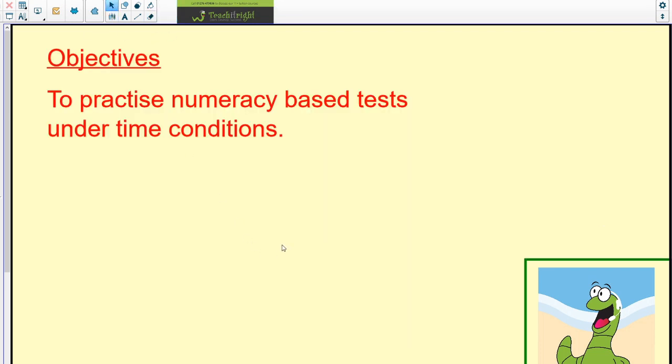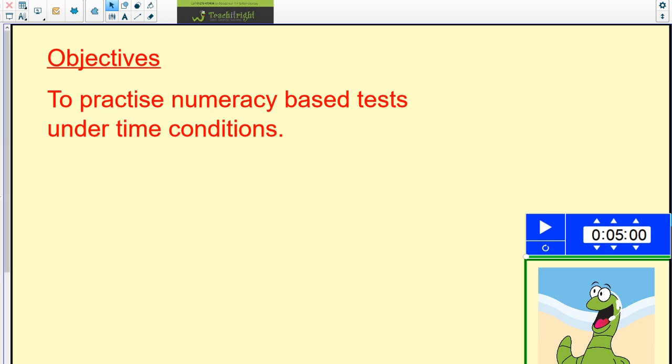The objective today is to practice numeric-based tests under time conditions. The time conditions are another thing we're going to talk about, because we need to make sure we're doing efficient working out, not just correct. Correct is level 1, but what we need to do is hit level 2, where it's efficient and correct. So the efficiency, the speed, is really going to matter.